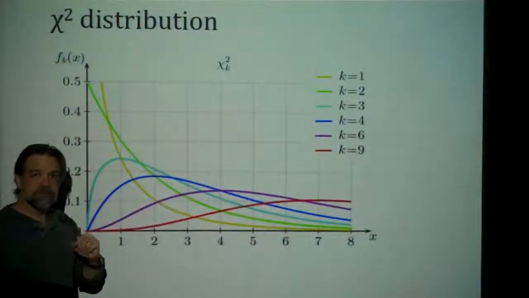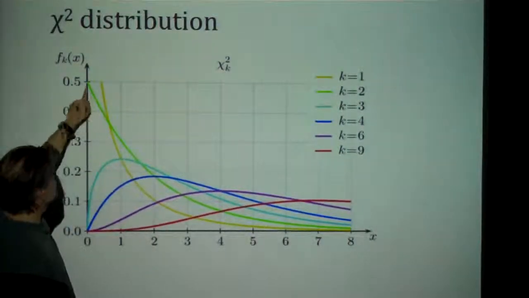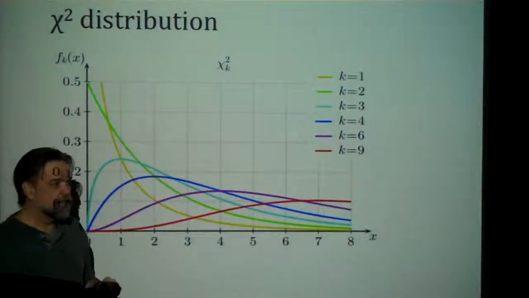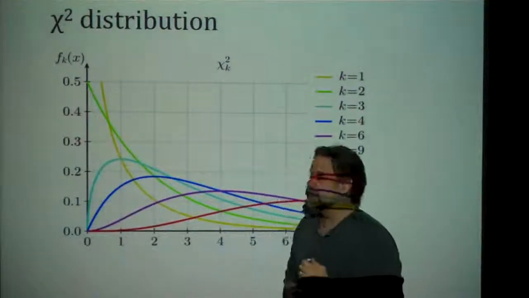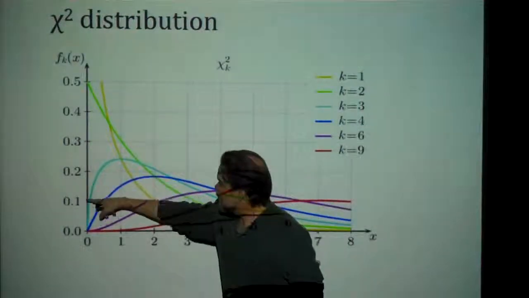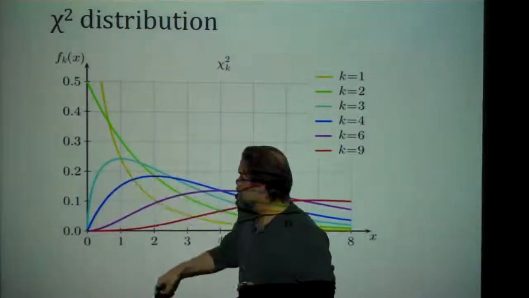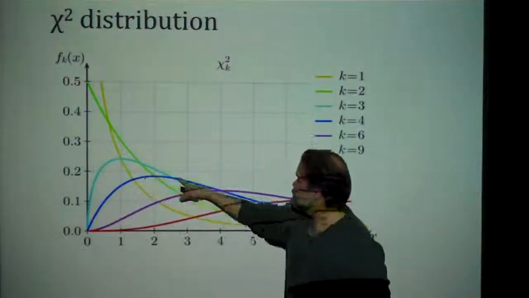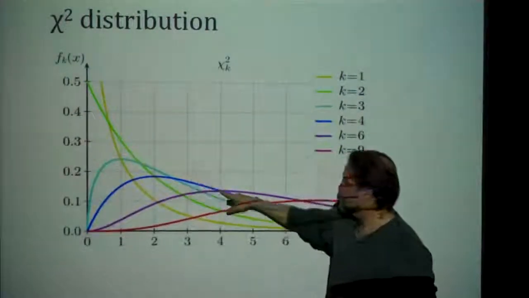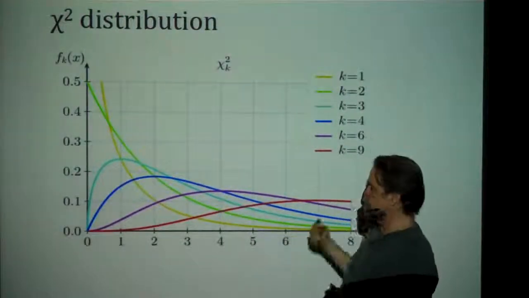The mean of a chi-squared distribution is the degrees of freedom. So the mean of this yellow one is 1. The mean of this green one is 2. The mean of this light blue one here is 3. The mode for all chi-squared distributions of 3 and up is always going to be degrees of freedom minus 2. So the highest point of this curve with 3 degrees of freedom is when x equals 1. This dark blue one here is 4 degrees of freedom, and the mode is when x equals 2. The mean, however, would be over here, and the median would be somewhere in between the mode and the mean. Remember, the mean is going to be to the right of the median because it's skewed to the right.